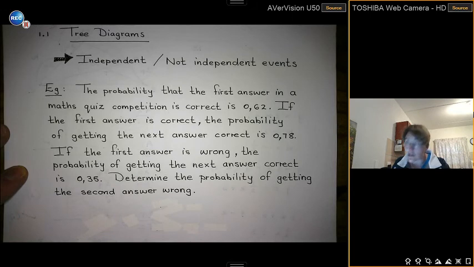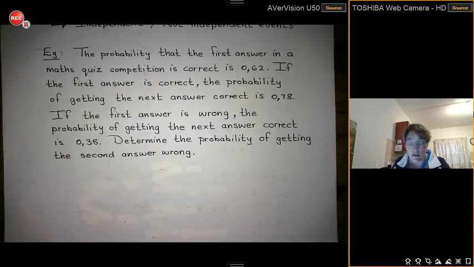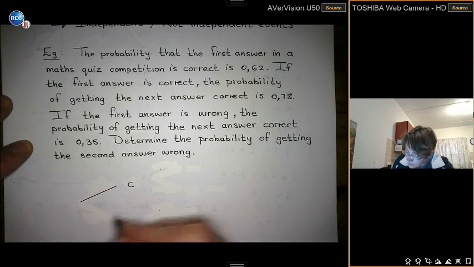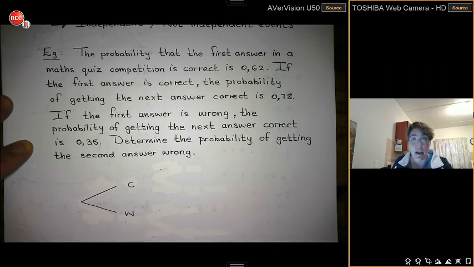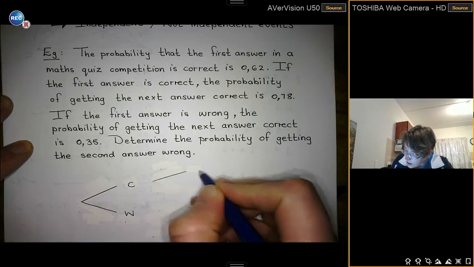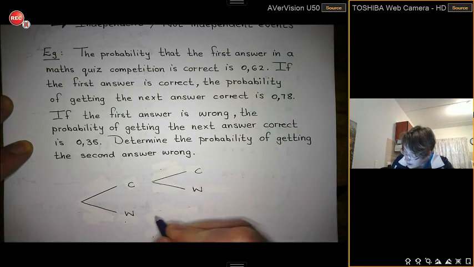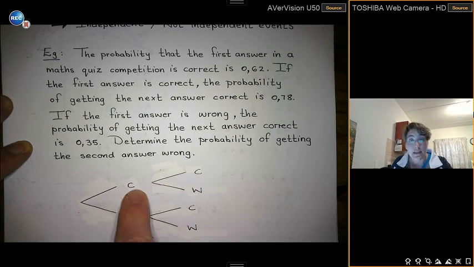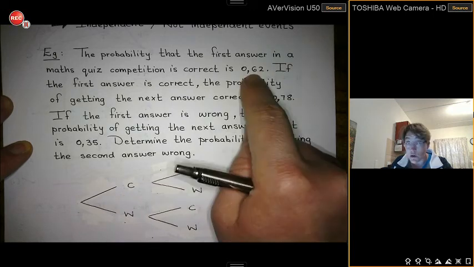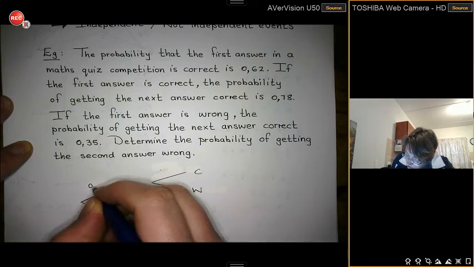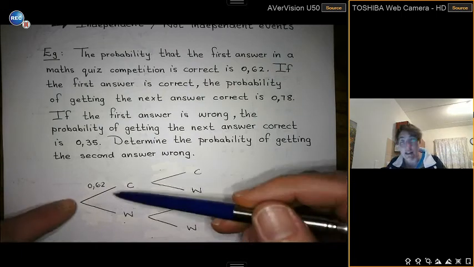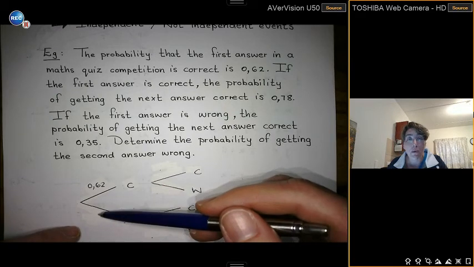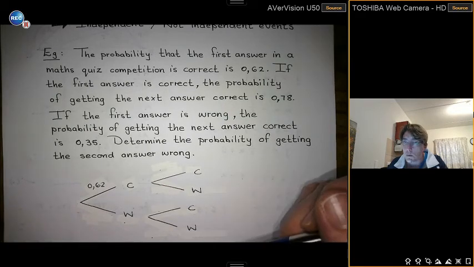Determine the probability of getting the second answer wrong. So putting together this tree diagram, we're going to start off by saying, obviously you can either get the answer correct or you can get the answer wrong. And then the second question, again, you can either get it correct or wrong. And there you can also either get it correct or you can get it wrong. So if you then say the probability of getting the first answer correct is 0.62, then because that event is split up into only 2 possibilities, correct or wrong, those 2 probabilities must always add up to 1. That is very important with a tree diagram.